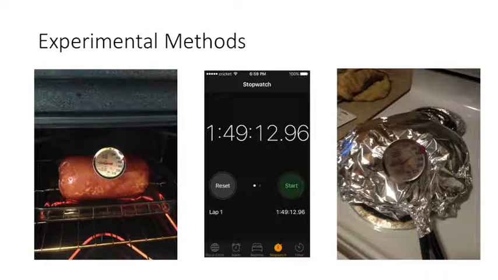I took a ham, stuck a thermometer towards the center of it, and took the initial temperature, put the ham in the oven, and allowed it to cook until it reached its cooked centerline temperature of 160 degrees Fahrenheit. This took approximately an hour and 49 minutes until it reached that 160 degrees Fahrenheit.